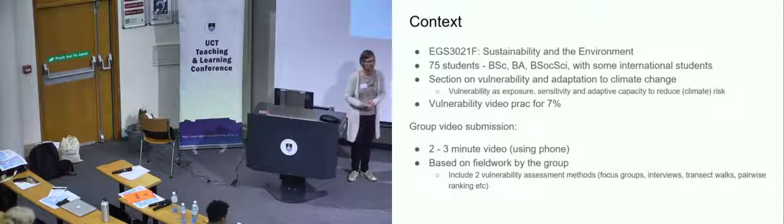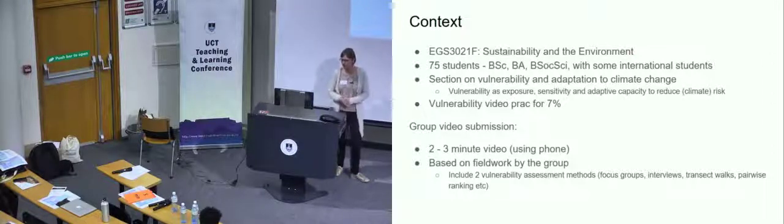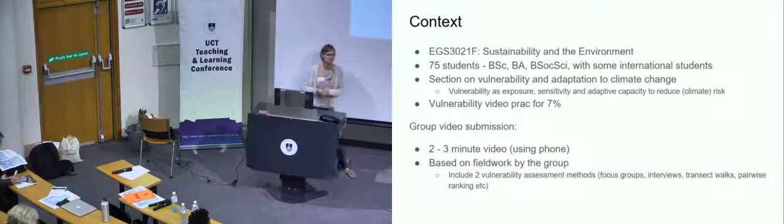I teach on the third year Environmental and Geographical Science course called Sustainability and the Environment, and there are about 75 students, with a range from BSc, BA, and BSocSci, and we usually have between 5 and 10 international students as well. I teach a 5-week section on vulnerability and adaptation to climate change, where I understand vulnerability to be exposure to risk, sensitivity to that risk, and the adaptive capacity to reduce that risk. And we look quite a lot at climate risk specifically.